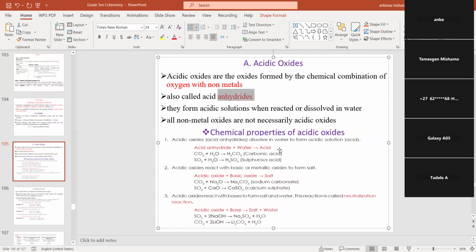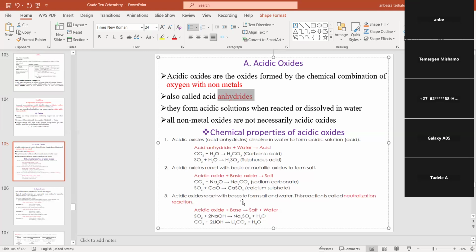Acidic oxide dissolves in water to form acidic solution. For example, carbon dioxide plus water gives carbonic acid. Sulfur dioxide plus water gives sulfuric acid. Acidic oxide reacts with a basic or a metallic oxide to form a salt. As you know that salt is a neutral compound. Sometimes it is an ionic compound. So acidic oxide plus basic oxide gives a salt, or acid plus base gives salt plus water.